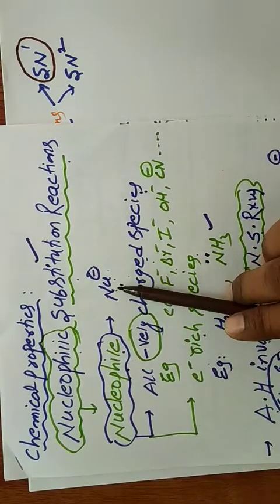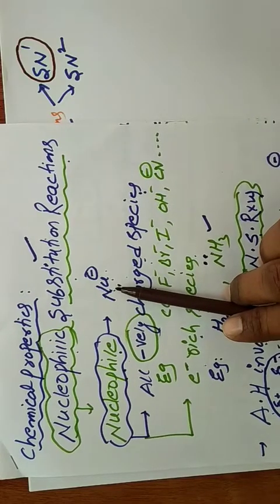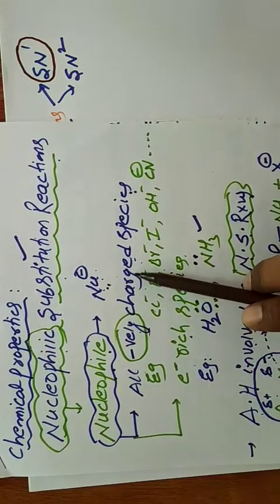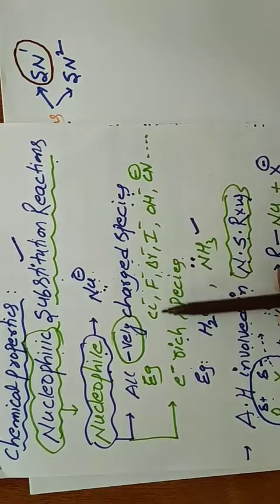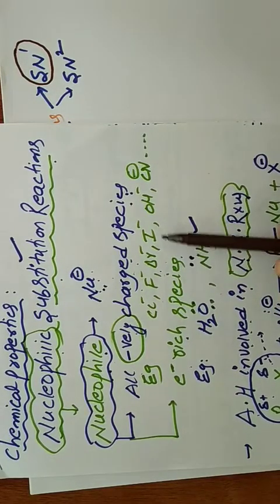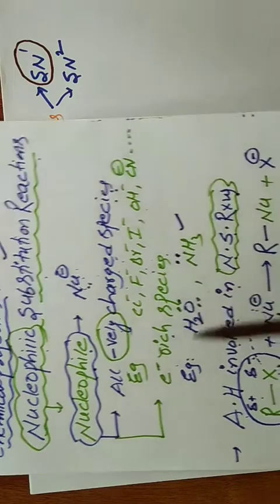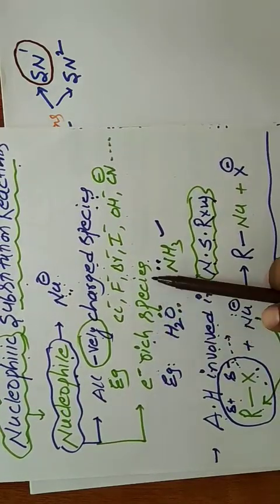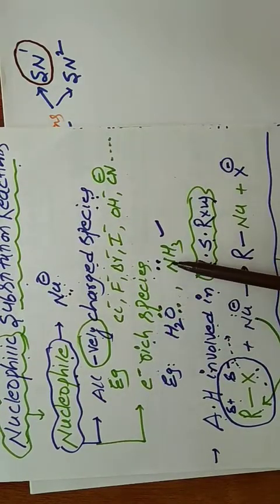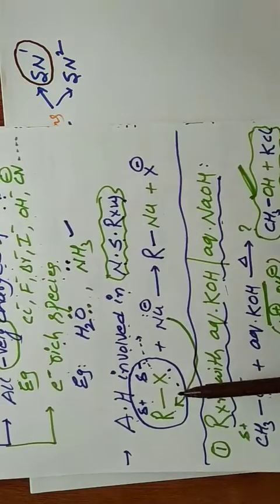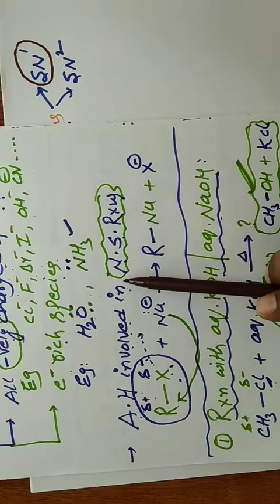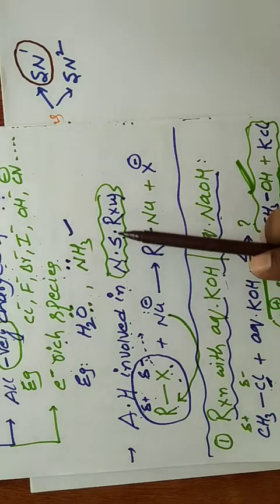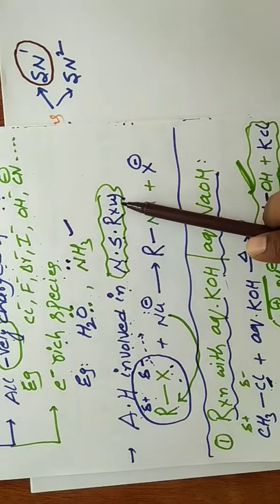Nucleophile is represented by Nu minus. What is the meaning? All negatively charged species act as a nucleophile. That means Cl minus, F minus, Br minus, I minus, OH minus, CN minus, like that. And also electron rich species also act as nucleophiles. Alkyl halides are involved in nucleophilic substitution reactions.